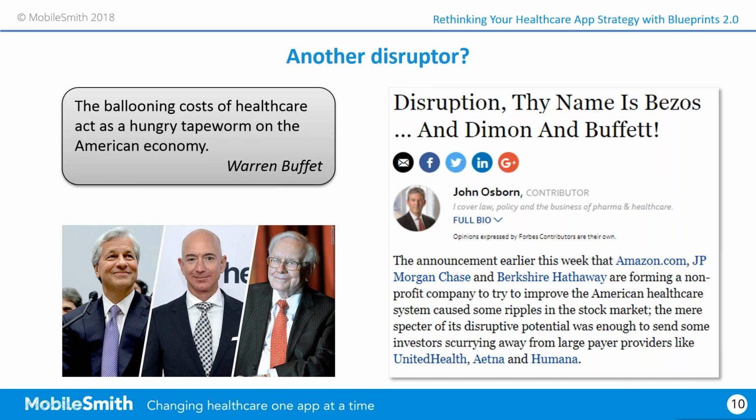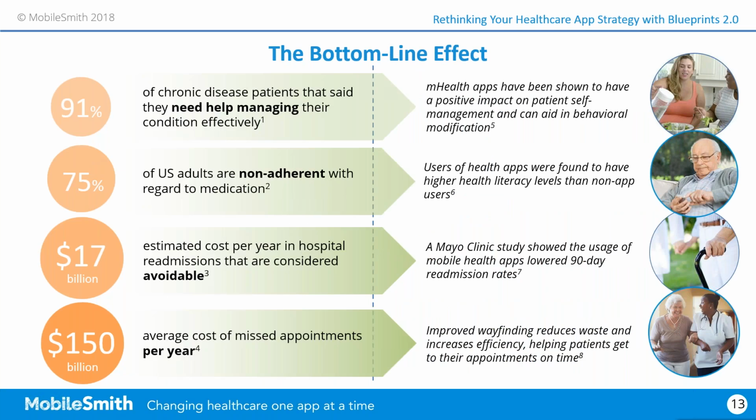This is one of my favorite quotes of the year: the ballooning costs of healthcare act as a hungry tapeworm on the American economy. So people aren't going to stand for this much longer. Now, this all sounds like stuff in the future, right? What do I have to do about this today? Well, here's the bottom line effect today that's been demonstrated via medical research of how mobile apps can actually improve your bottom line. So if you're not a change agent and you really don't care about improving the bottom line or making patient experience better, then you can hang up the phone now, you can disconnect, because the rest of the presentation is only about people who are seriously wanting to take charge and actually help us change healthcare one app at a time.